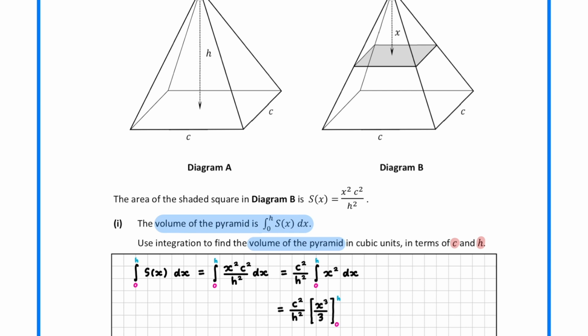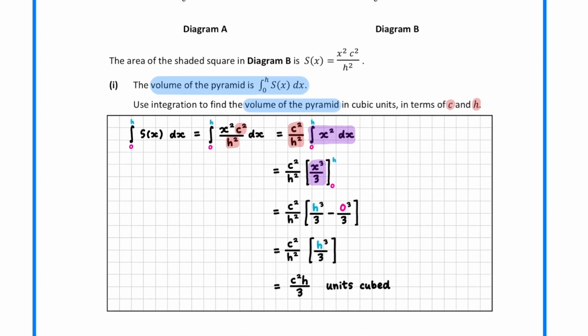We're told that s of x is equal to x squared times c squared over h squared. c and h are both constants, so the multiplicative constant, c squared over h squared, can be brought outside the integral sign. x squared integrates to x cubed over 3. We sub in the upper limit, h, sub in the lower limit, 0, and then subtract. We simplify, and then observe that h cubed divided by h squared is equal to h. This brings us to our final answer.